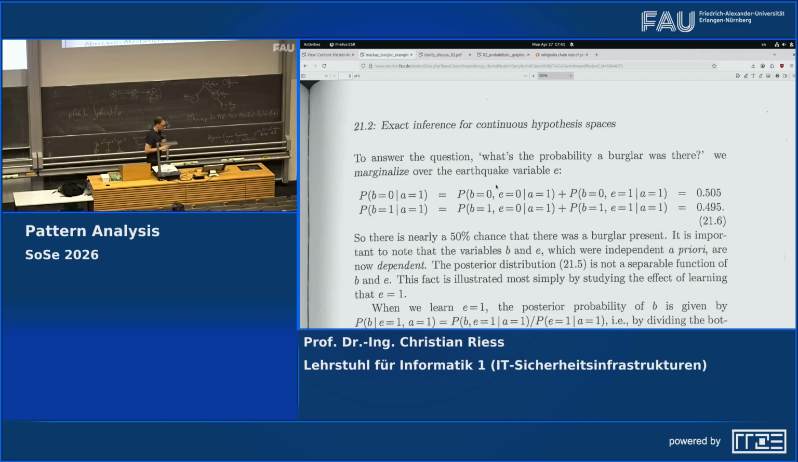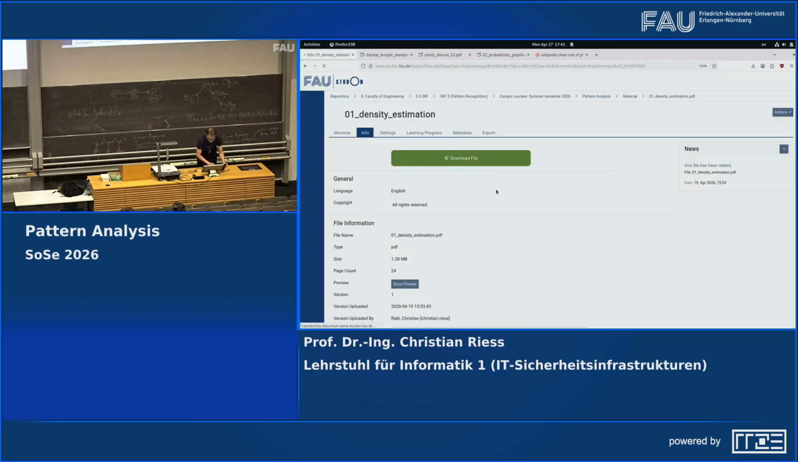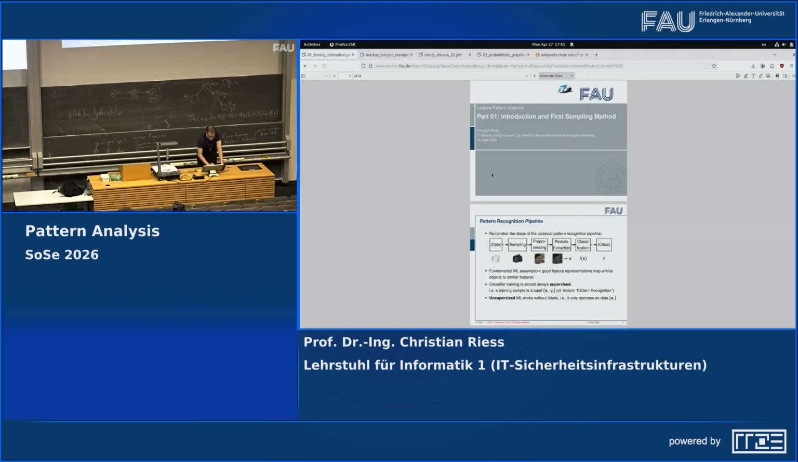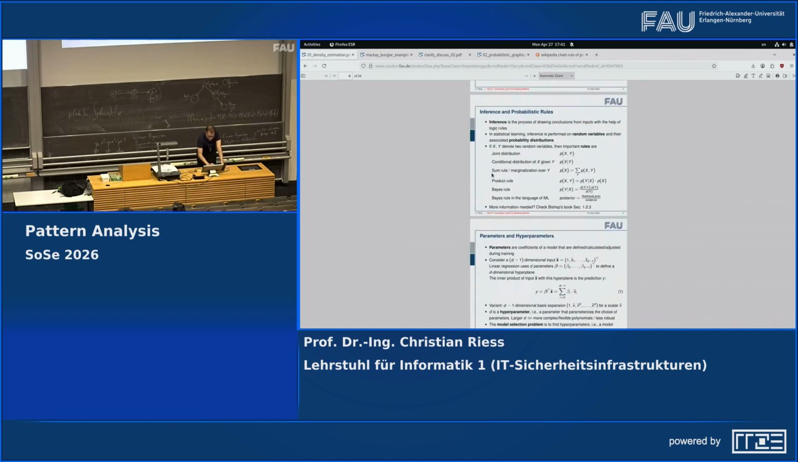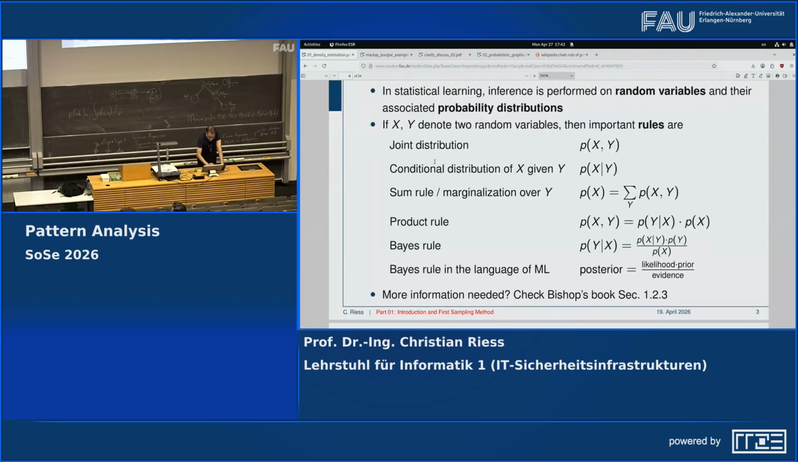These are very elementary things, and if you want to know more about this, you can have a look here. So I'm briefly mentioning them here. I understand that this is super brief. This is a joint distribution. We have a conditional. Here we have the marginalization. Here's the product rule.